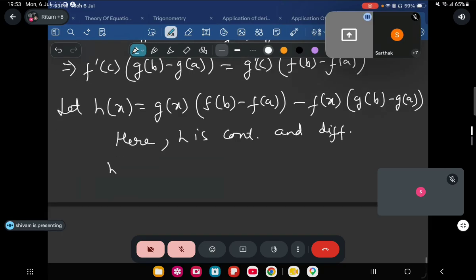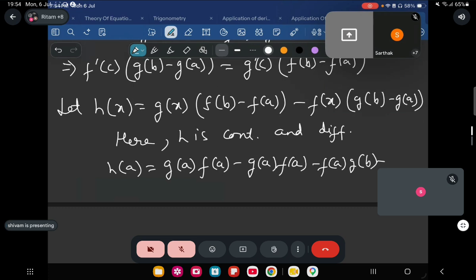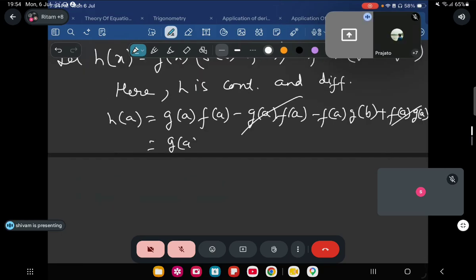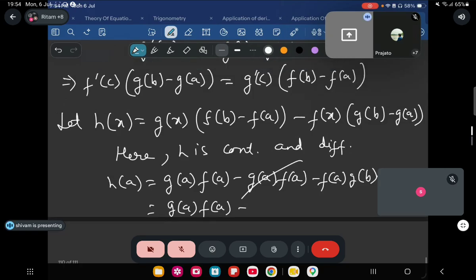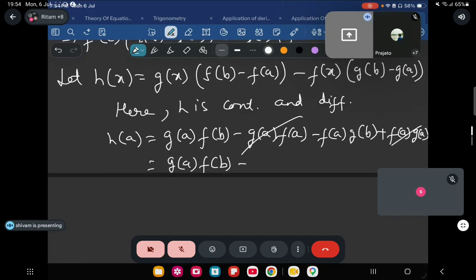What is h of A, everyone? h of A is equal to g of A into f of B minus g of A into f of A minus f of A into g of B plus f of A into g of A. Rakto, are you getting? These two get cancelled. We are going to get g of A into f of B minus f of A into g of B.